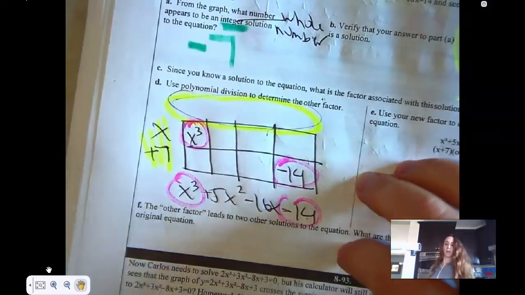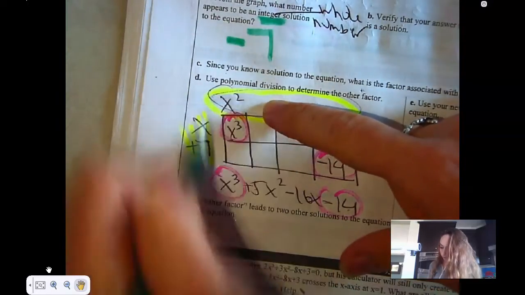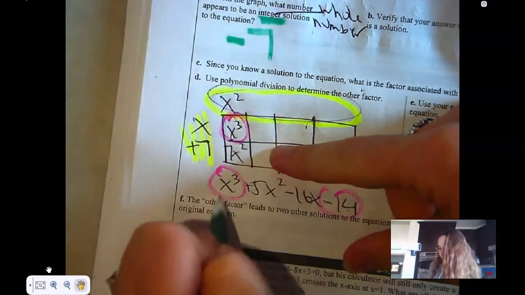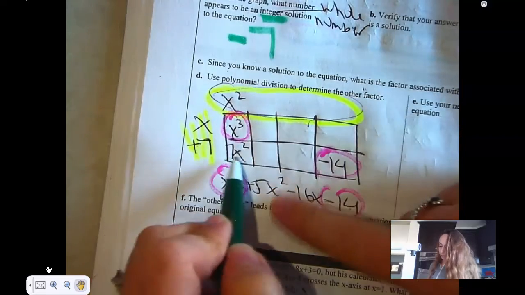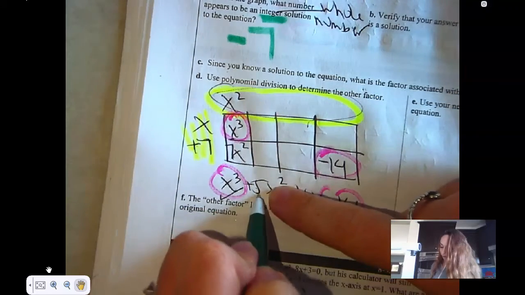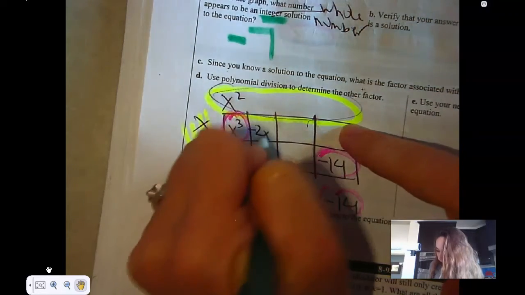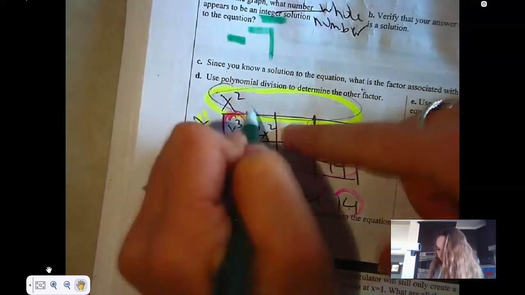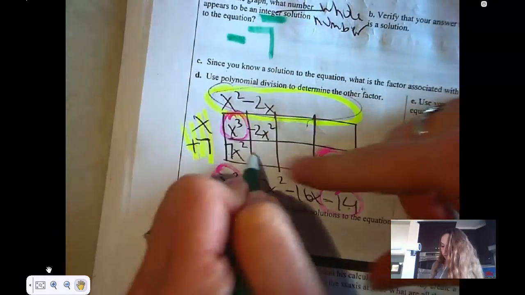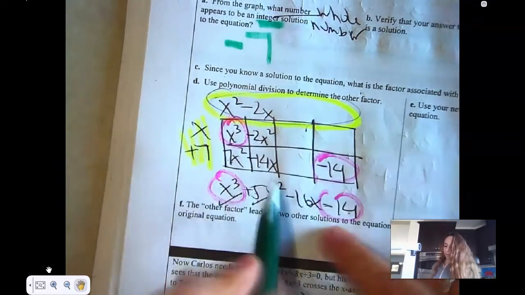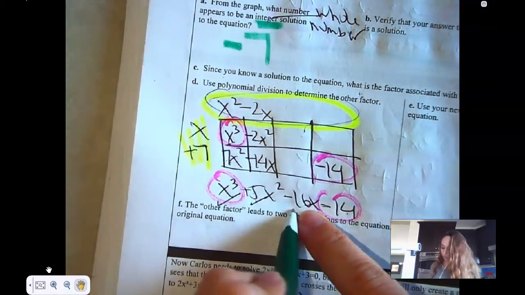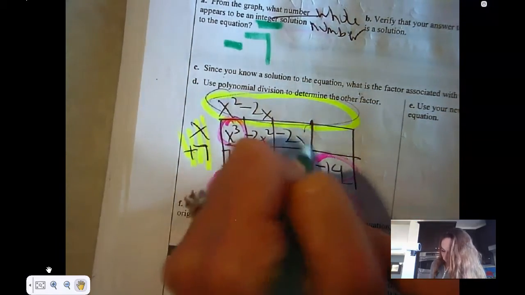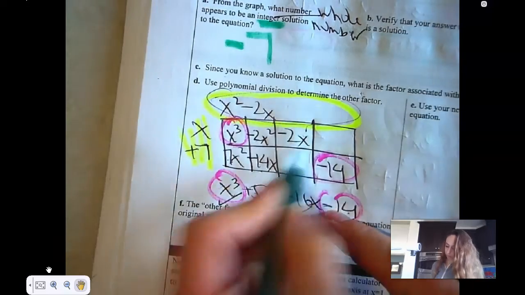All right, so now let's do some dividing. X squared, 7x squared. That one's done. The problem is this is 7x squared, but my answer is 5x squared, so -2x squared, because 7 minus 2 is 5. That one's done. Now that would be -2x, -14x. This is -14x, but that's -16x, so -2x, because that makes -16.